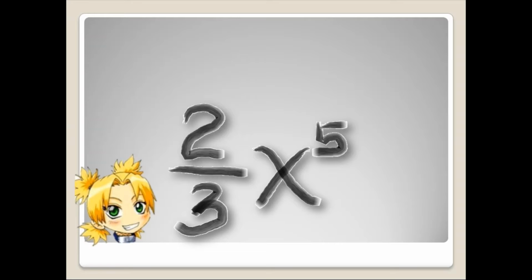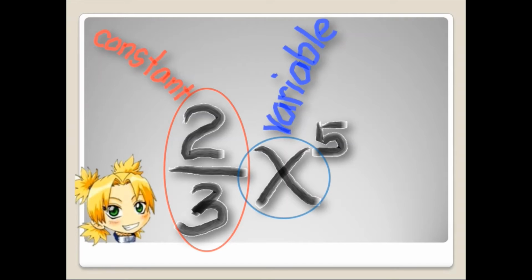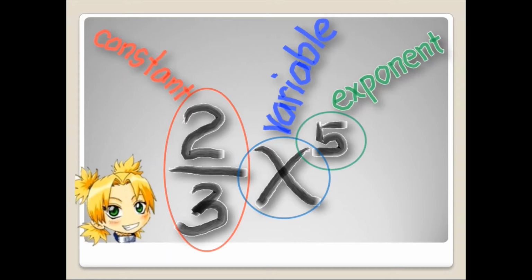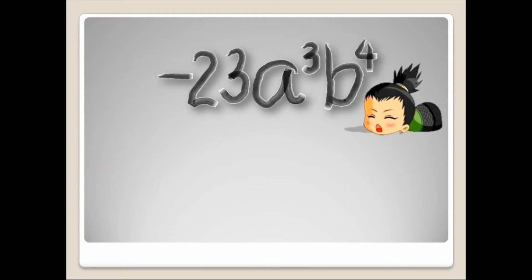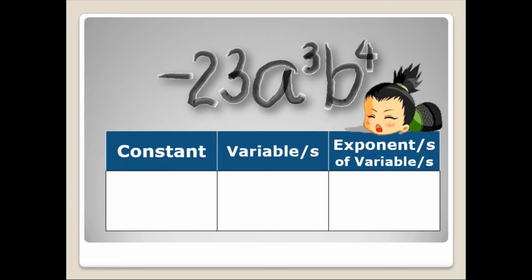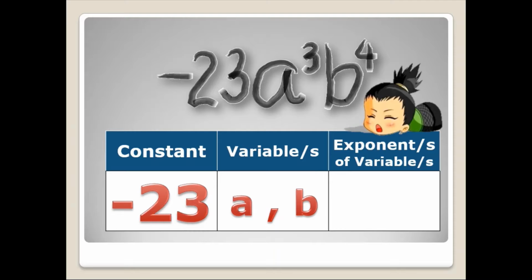So in the expression 2/3 x raised to 5, 2/3 is the constant, x is the variable, while 5 is the exponent. In that expression, the constant is negative 23. The variables are a and b, and the exponents of the variables are 3 and 4. How do you read it? That is read as negative 23 a cubed b raised to 4.